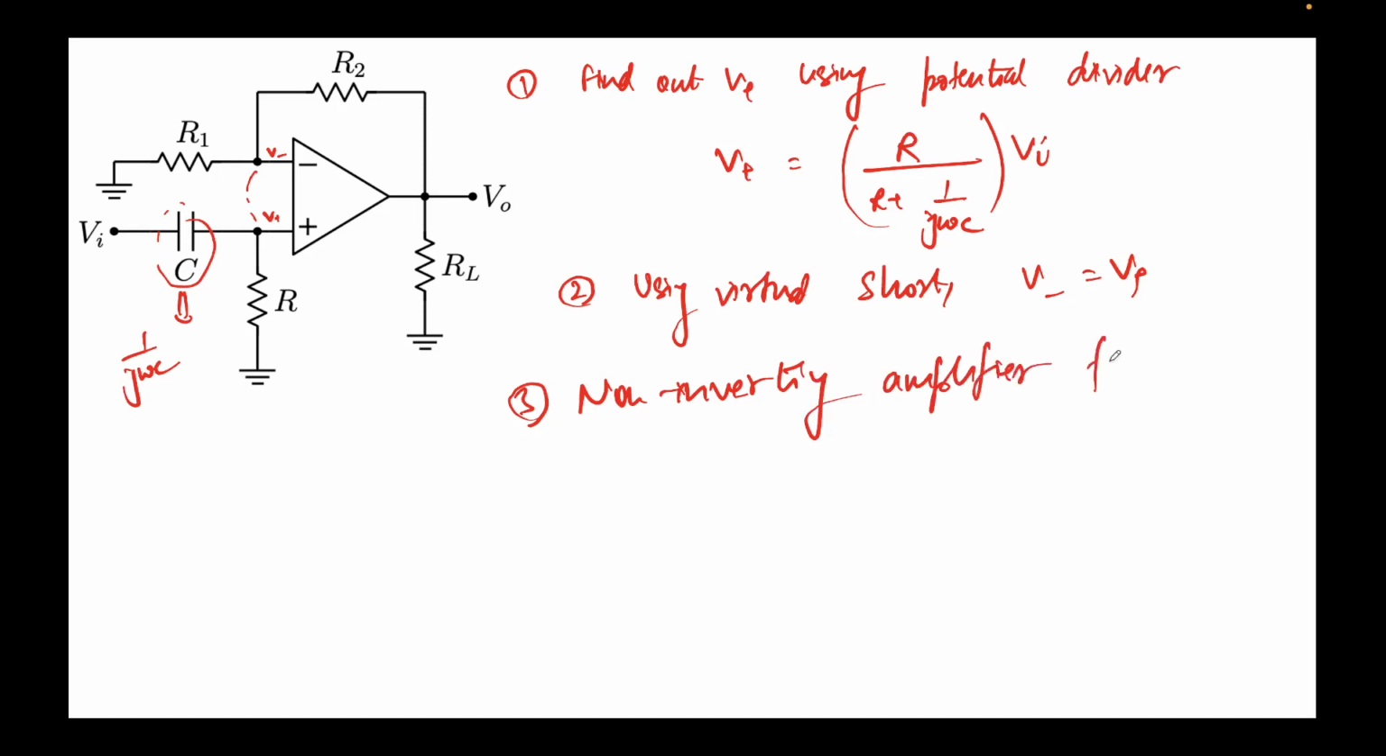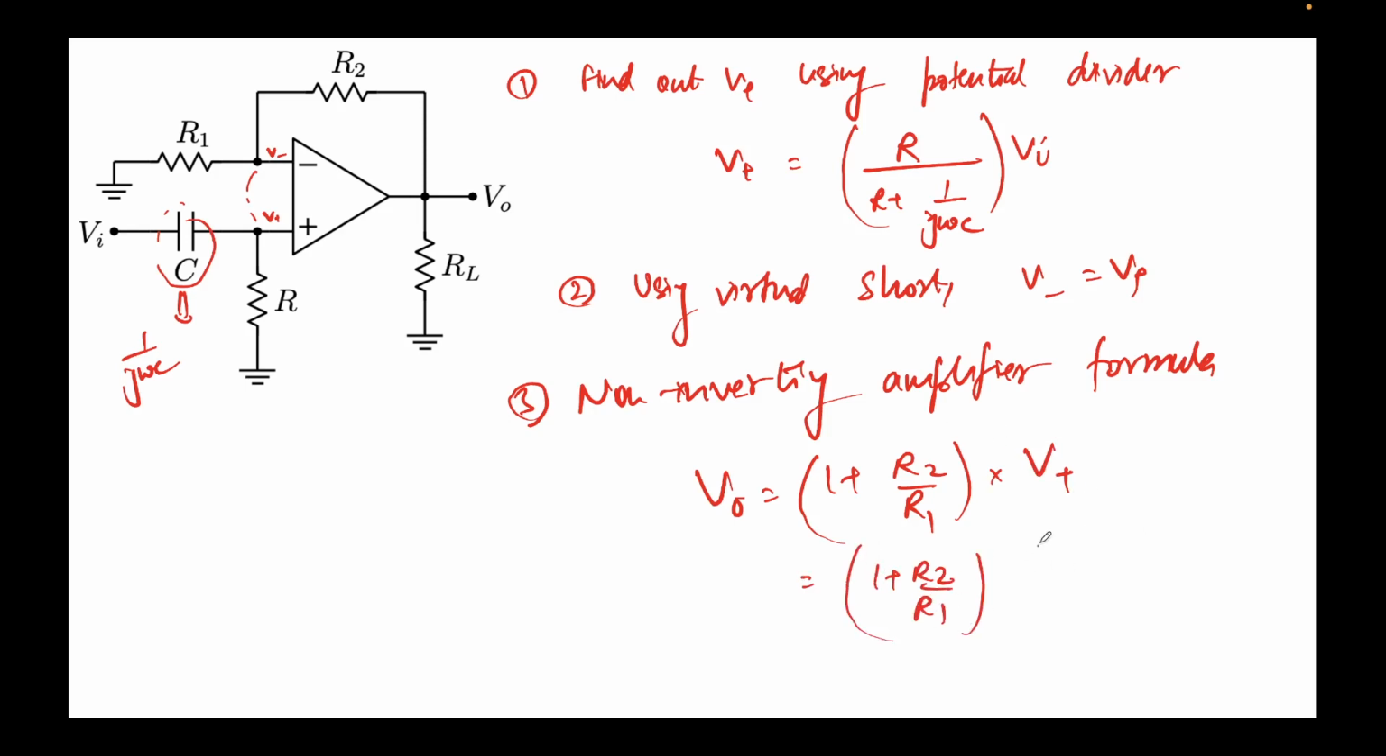Then if you directly use the formula of the non-inverting amplifier, you can get V naught equal to 1 plus R2 upon R1, the feedback divided by the input, R2 by R1, times V plus. This is the formula for that. So I'll simply put in the values: R2 by R1, and the value of V plus is R over R plus 1 upon j omega C.